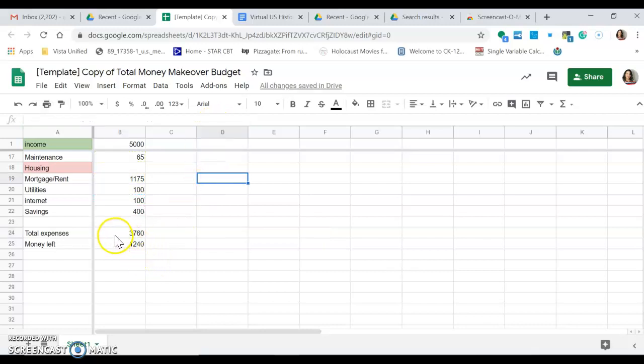Yep, then it works. So my total expenses are $3,760, and my money left is $1,240. This is the money I'm going to be looking at to plan my retirement and other things that we're going to ask you to do next.